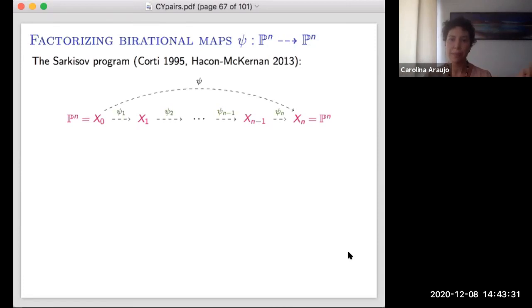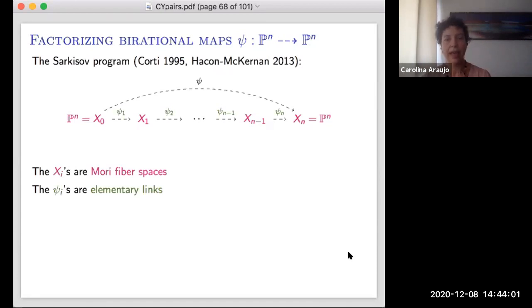So what the Sarkisov program does is a sort of weak factorization theorem, and weak in the sense that, given any birational self-map of PN, there is a way to factorize it, but the varieties that appear in this graph may not be PN itself. So in order to have a nice factorization theorem, we must allow other rational varieties. These X_i are Mori fiber spaces, and the maps in green between them are what we call elementary links.